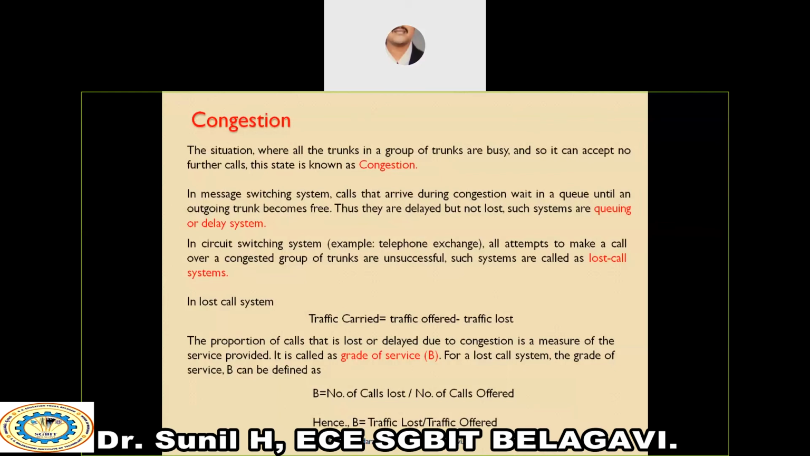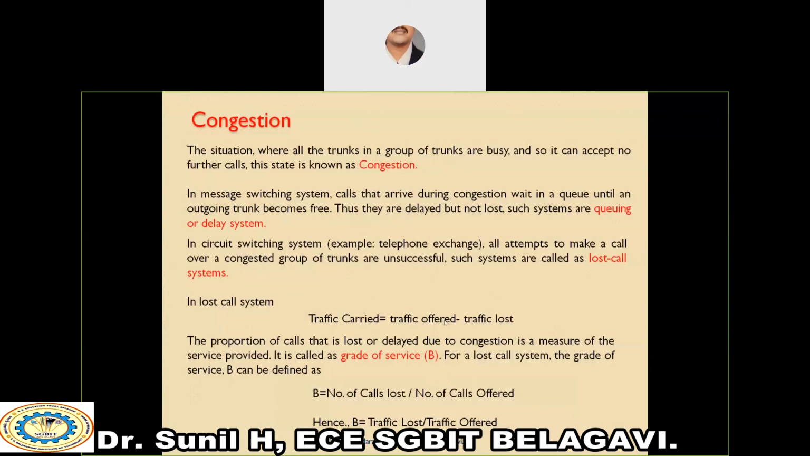The proportion of calls that is lost or delayed due to congestion is a measure of service provided. It is called grade of service. We need to measure how many calls are in the queue state, how many calls are in the delayed state, or how many calls were lost during that particular time. This we need to provide in terms of grade of service, which is designated by B. For a lost call system, the grade of service B can be defined as B is equal to number of calls lost divided by number of calls offered.